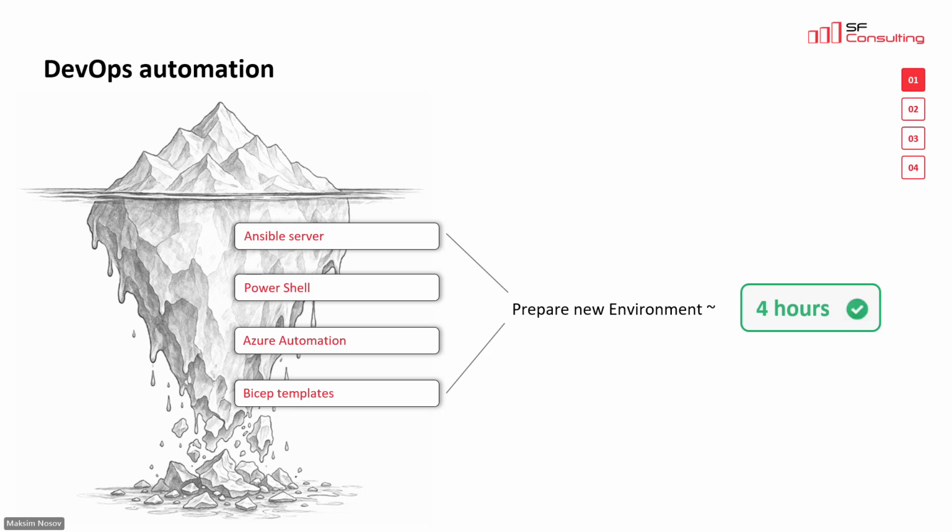Ansible automation and PowerShell scripting became a real game changer for us in the development field. So if an environment breaks, we don't spend hours and days debugging it or trying to find the issue. We just delete it and configure a new one in 4 hours.